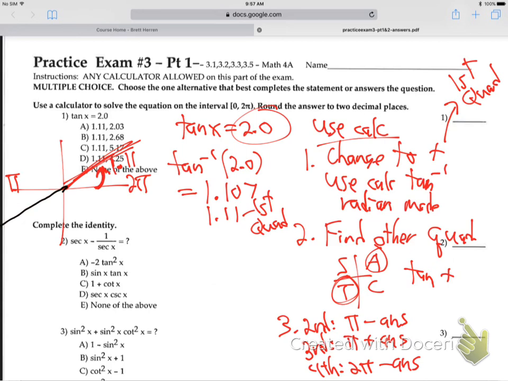So from the x-axis, 1.11 added from the x-axis. So what is that? Pi plus 1.11. That's why third quadrant is pi plus whatever answer you got the first time. See why that's the case? If you were in the fourth quadrant, it would be back 1.11. So it'd be 2 pi minus the answer you got the first time.